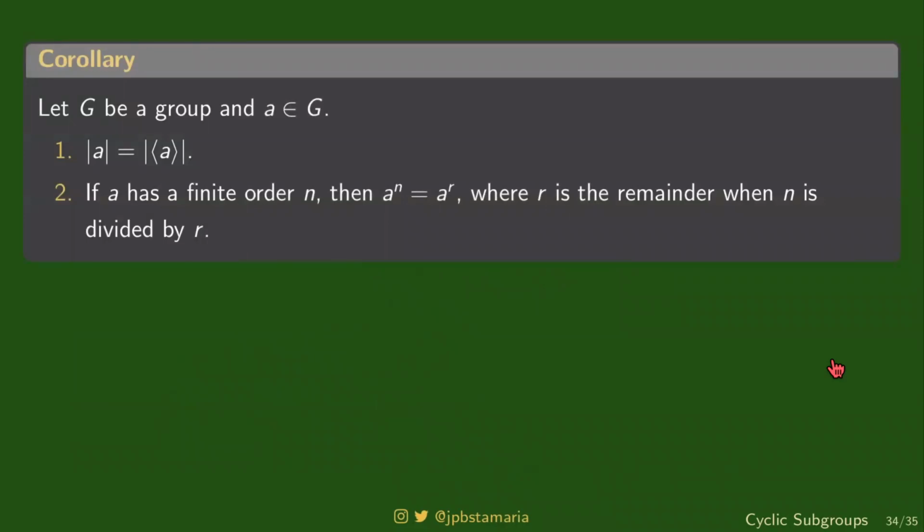And in particular, if A has a finite order n, then A to the m is equal to A to the R, where R is the remainder when m is divided by n.